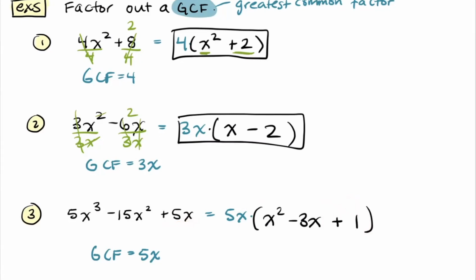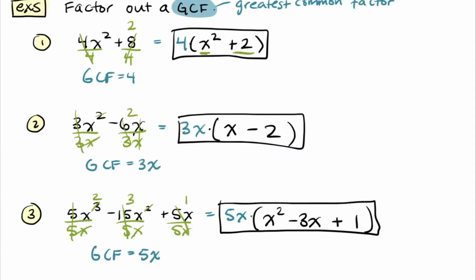Alternatively, you could do the dividing thing: 5x divided by 5x, divided by 5x. This gives you x squared. In the middle, we have 3, x to the first, and then these all cancel to give you 1. So either way you want to think about it is good. I hope one of them makes sense to you, but there's that factored form.